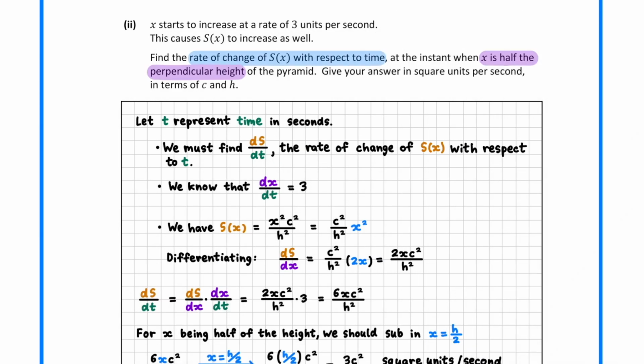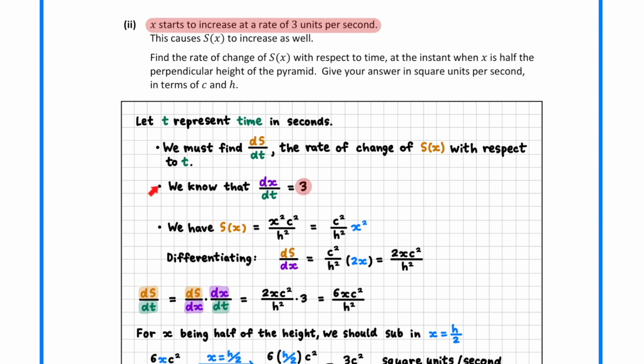In part E(ii), we must find the rate of change of s with respect to time when x is half the perpendicular height of the pyramid. In terms of derivatives, this corresponds to evaluating ds/dt at x equal to h over 2. We can solve this using related rates. The derivative we want, ds/dt, can be written as the product of ds/dx and dx/dt.